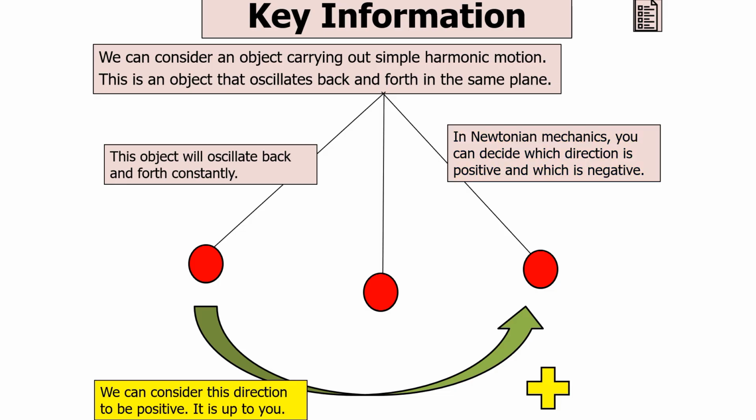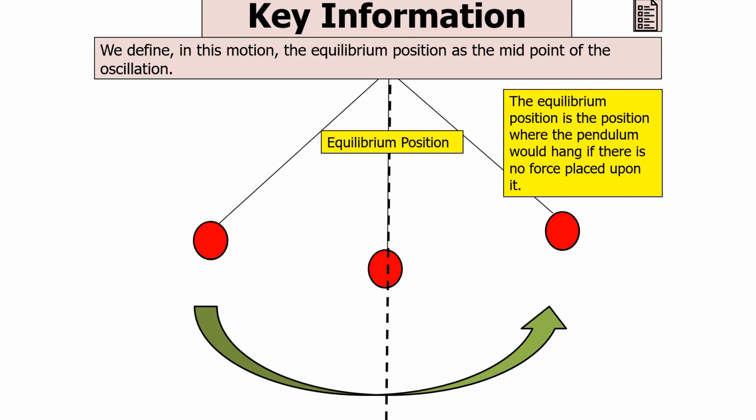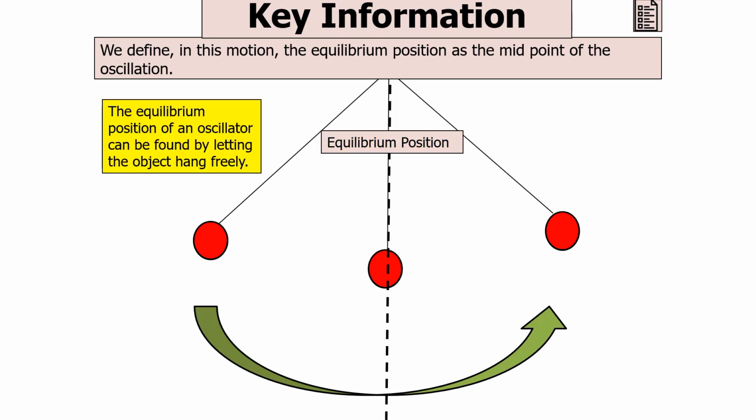So it is up to you fundamentally in which way you're going to suggest it's going to be a positive motion and which way it's going to be a negative motion. Now we define in this motion the equilibrium position as the midpoint in the oscillation. So the equilibrium position is the position where the pendulum would hang if there was no force placed upon it. The equilibrium position of an oscillator can be found by letting the object hang freely.